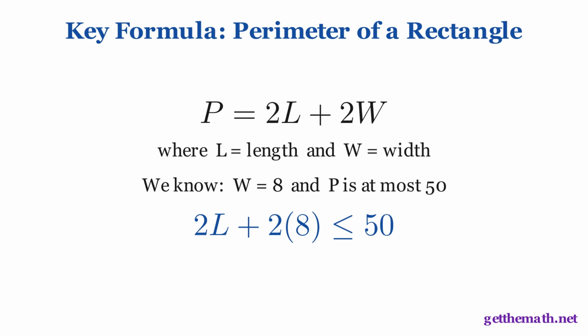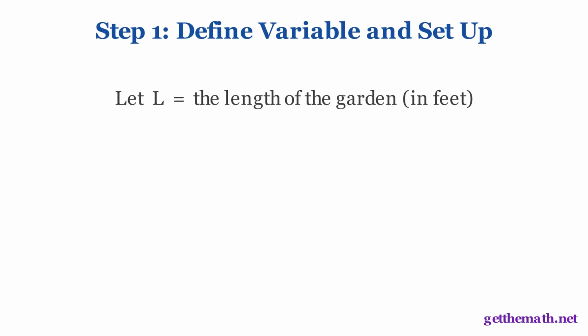We know the width is 8. And the gardener has at most 50 feet of edging. At most means less than or equal to. So the perimeter must be less than or equal to 50.